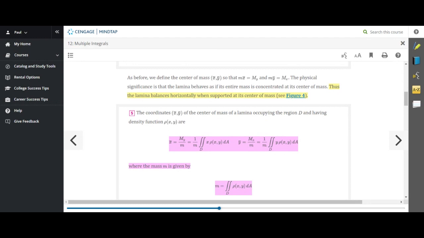Okay, let's go to an example then. Let me give you a moment to copy this example down, class.